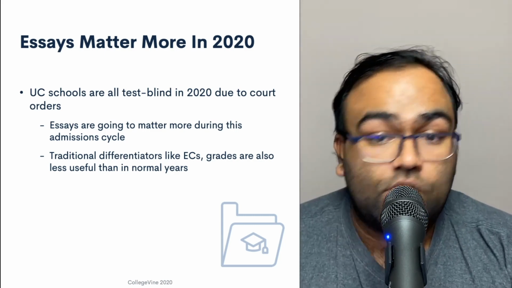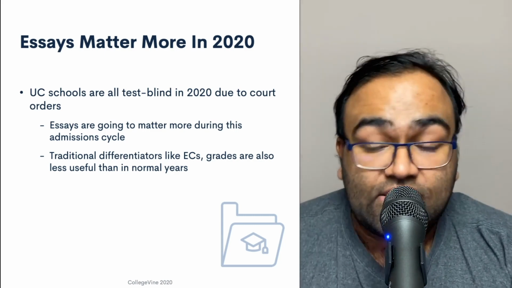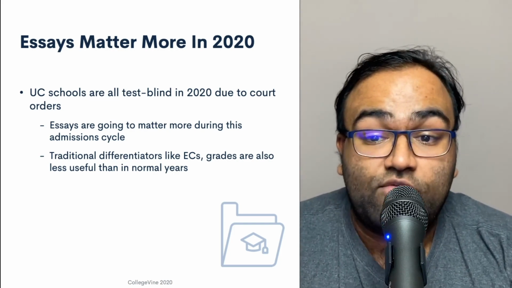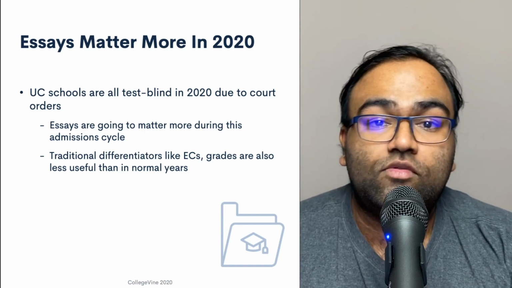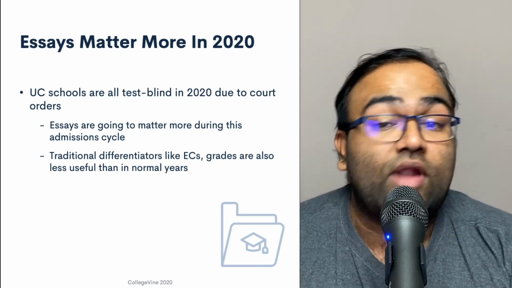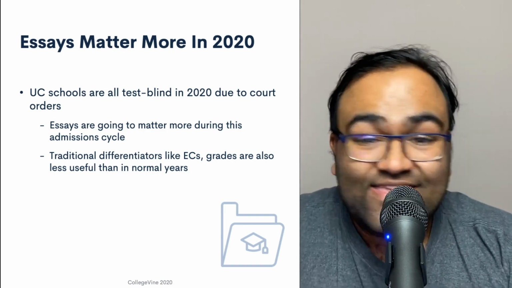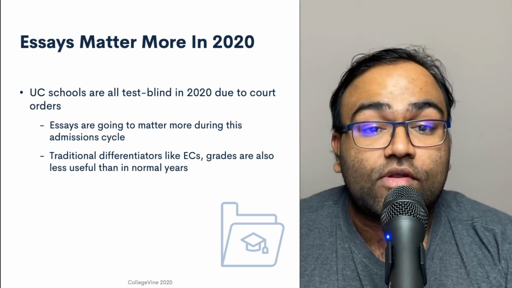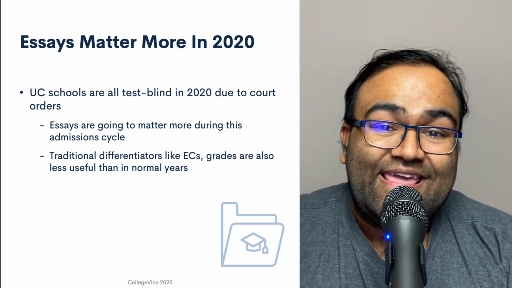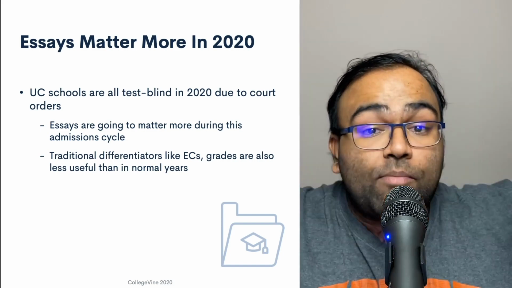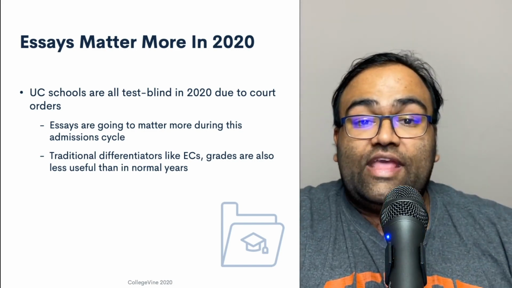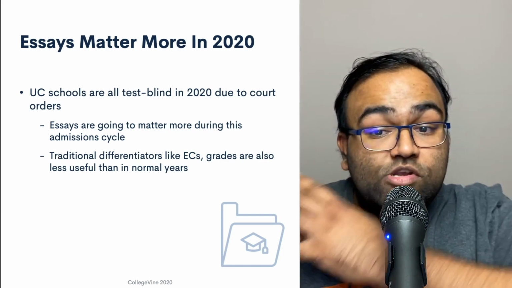Because if in a normal year there's 4 or 5 or 8 people who are equivalently qualified for the same spot, this year it might be 10 or 12 because there's some students who are qualified in everything else, but maybe don't quite have the test scores. This year, there's not going to be that difference. So what's going to end up happening is the essays are going to be even more of an important factor for separating out the students who are going to get accepted and the ones that are going to get rejected.